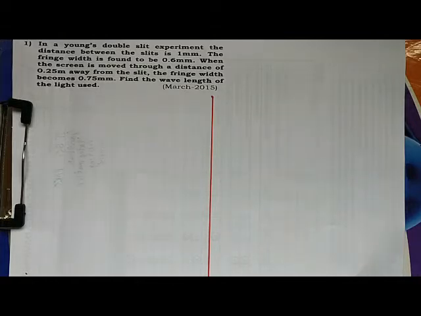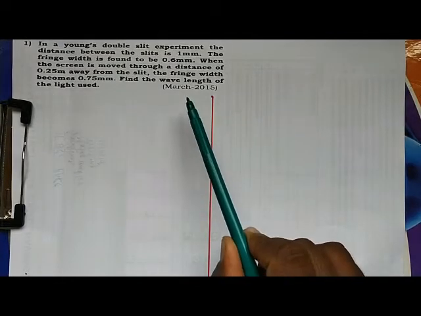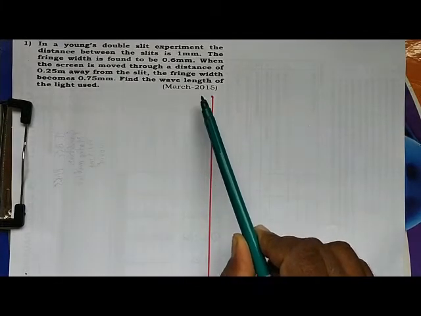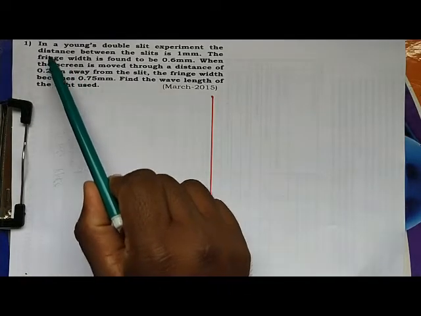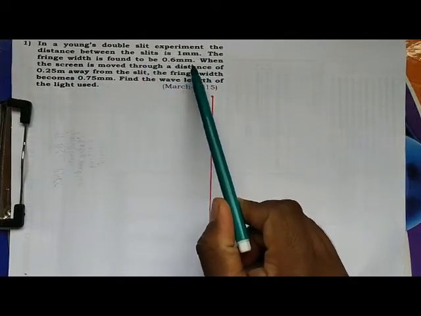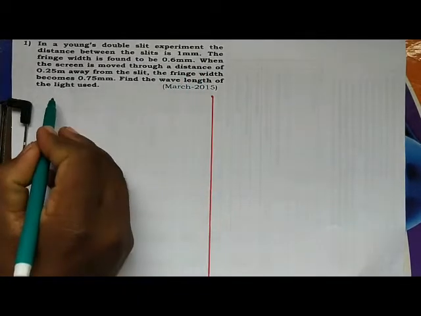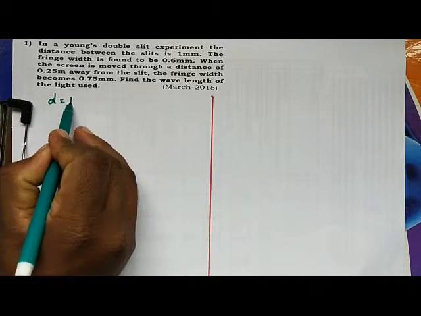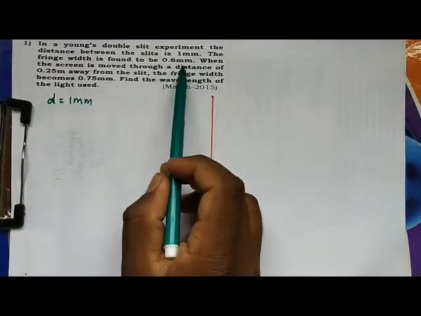Now let us select the very first question for you. This question was asked in March 2015 for 5 marks. In Young's double slit experiment, the distance between the slits is 1 millimeter. Take it as d is equal to 1 millimeter, and the fringe width is found to be 0.6 millimeter.